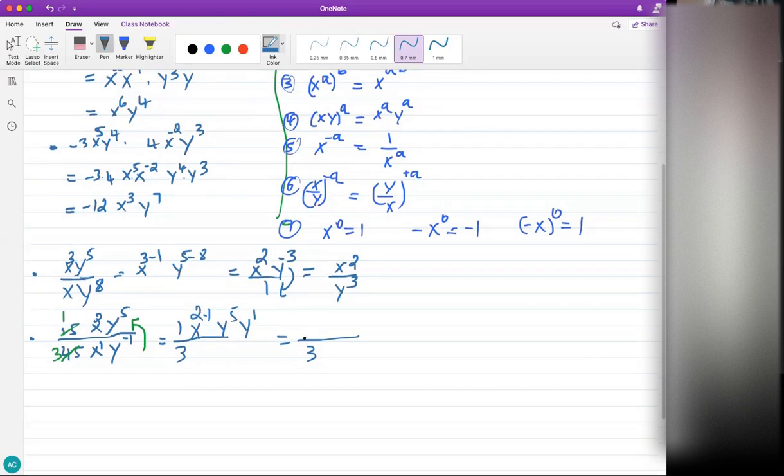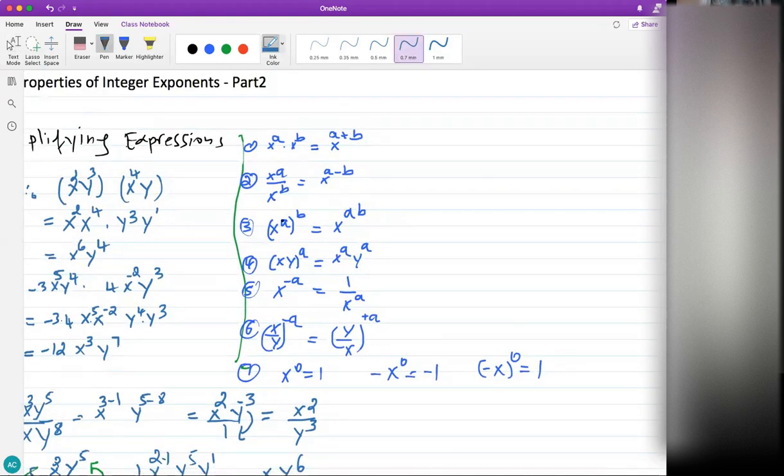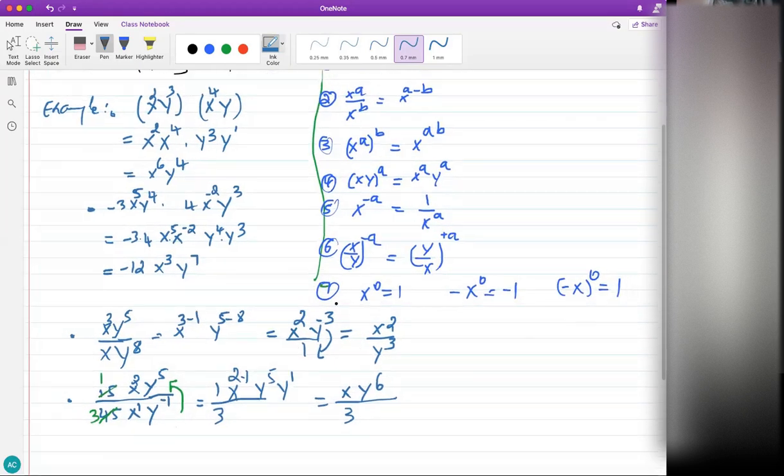X to the power 1, or simply x. XY6, and it will be y6. As you can see, all the powers are positive. There's nothing else to simplify. Again, we can't use any more of these rules. We already used a couple of them here, and that's basically your final answer.